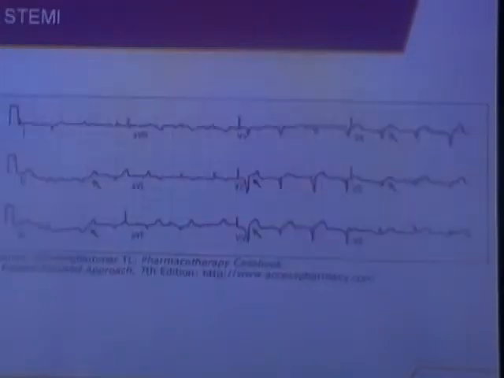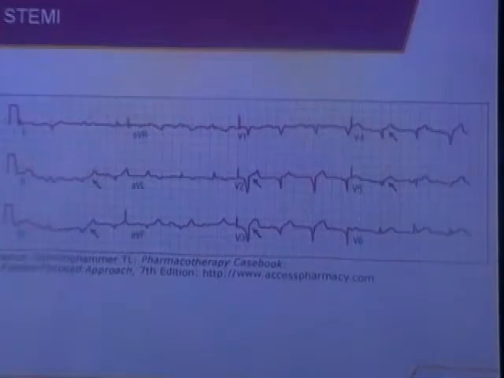ECG should be done within 10 minutes. You should look for T-wave inversions more than 1 millimeter, ST segment depression more than half a millimeter, and ST segment elevation more than 1 millimeter, which are criteria for ischemia, which indicate myocardial damage. So this is an example of an ECG where there is ST segment elevation. ST segment elevation should not be missed at any cost.